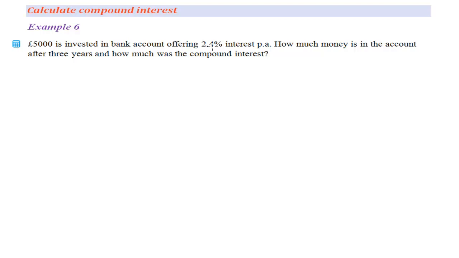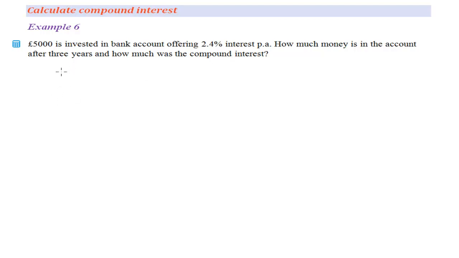So what's happening every year is that you're getting interest on not just the £5,000, but the £5,000 plus any interest you've already generated. So as it goes from year to year to year, you're getting interest on the interest, and that is accumulating every time. This effect is the compound interest effect.